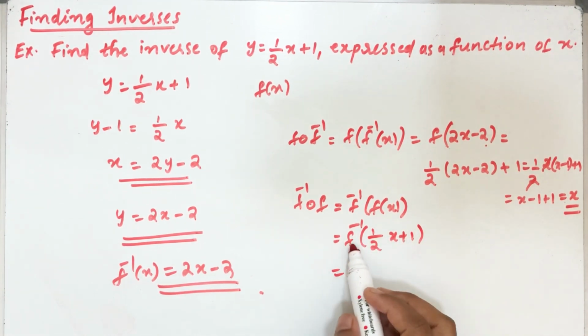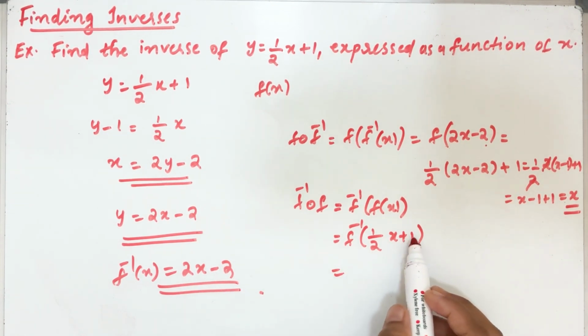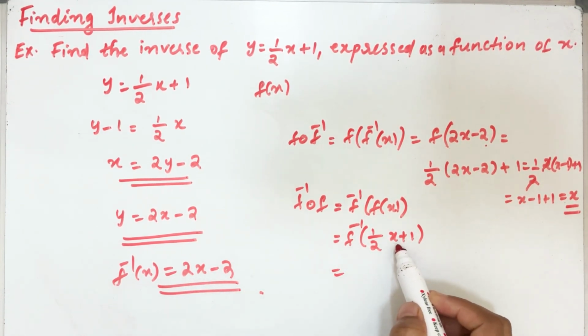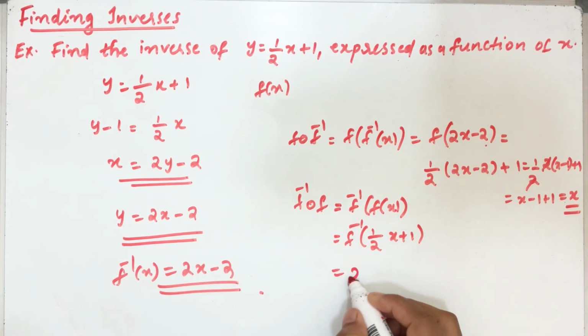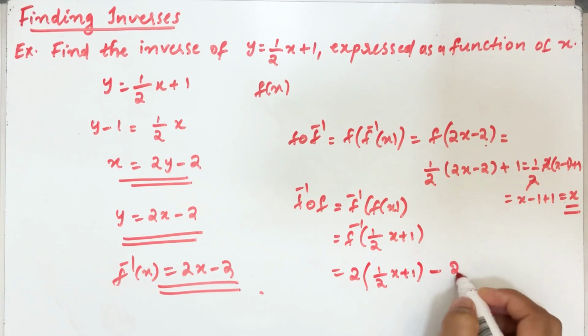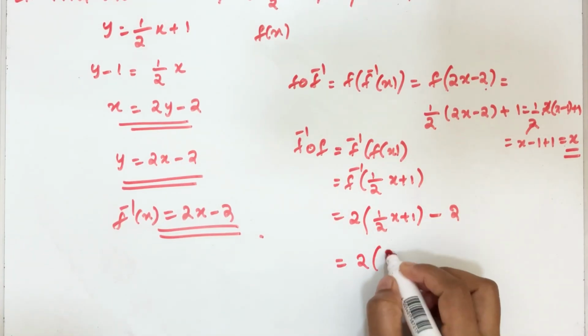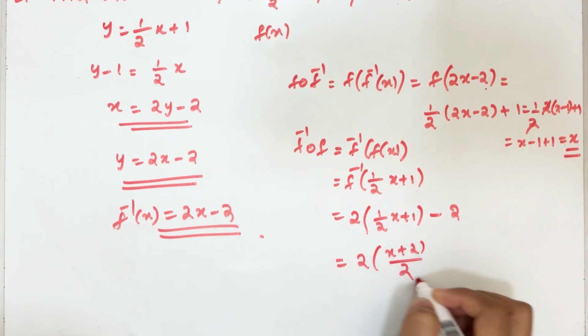This is equal to f inverse of x is 2x minus 2. Therefore, f inverse of 1 by 2x plus 1 is, instead of x, put 1 by 2x plus 1. That is 2 into 1 by 2x plus 1 minus 2. This is equal to 2 into, this is x plus 2 by 2.